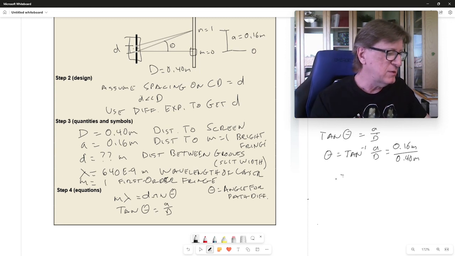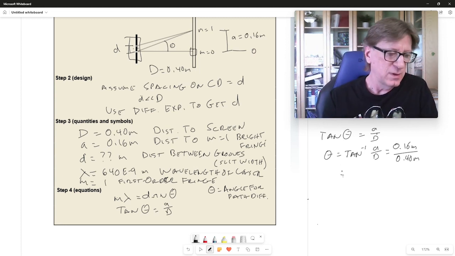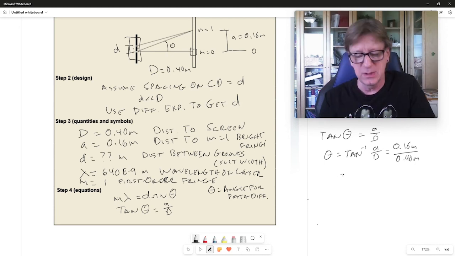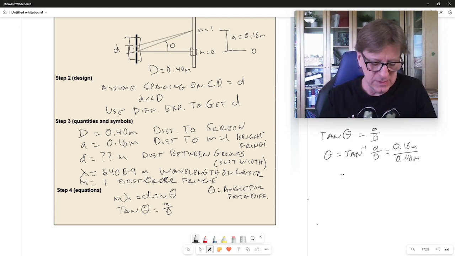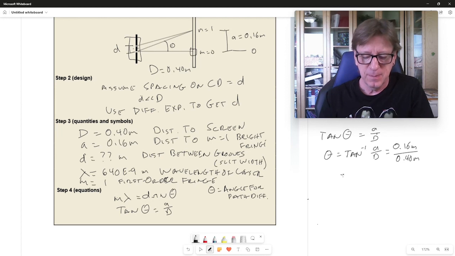And punch that into your calculator, and that will give you an expression. So let's go ahead and take our calculator and let's work out the number. 0.16 divided by 0.4. And I get 0.4. That makes sense. So then I'm going to take the inverse tangent of 0.4. Oops, I have to do that first here. And I get that theta is 21.8 degrees.